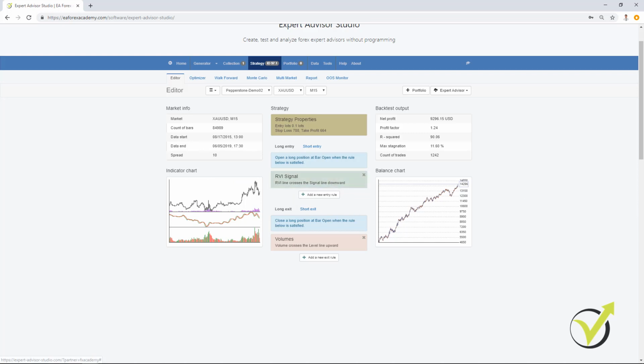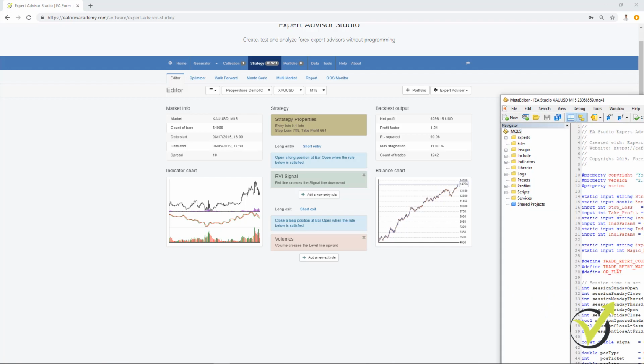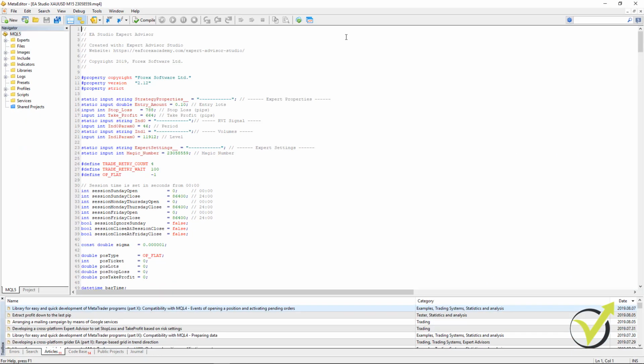And one of the ways to see the new parameters is if you open the strategy in the MetaEditor, you can see at the beginning of each strategy we have exactly the stop loss, the take profit, we have as well the indicator parameters. So you can see here is for the RVI signal 48, the volumes, so you can see the new parameters inside the code of the strategies.